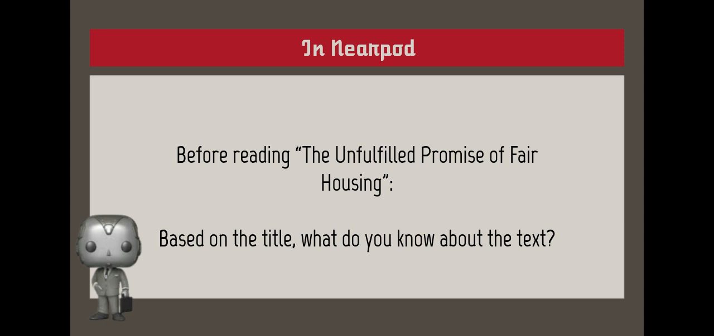Before reading The Unfulfilled Promise of Fair Housing, you're going to answer the question in Nearpod to approach the text. Then you are going to listen to and follow along with the read aloud of The Unfulfilled Promise of Fair Housing. The question that you will be answering is, based on the title, what do you know about the text? As you're answering this question, I want you to think about the following. What is the text mainly about, its topic? What do you learn about the text as you read? What stands out as important in the ideas of the text? How do the ideas and information in the text relate to what you already think or know?